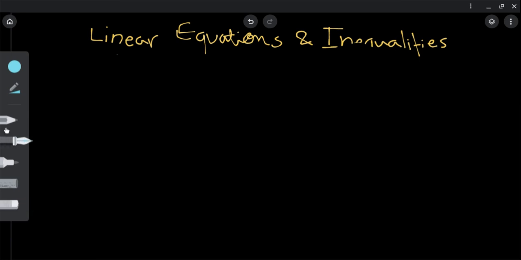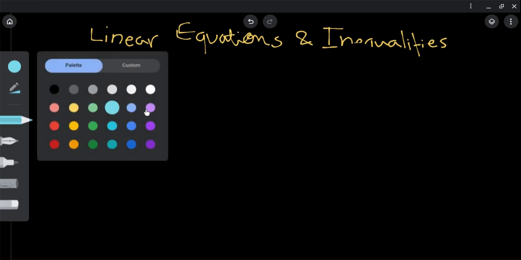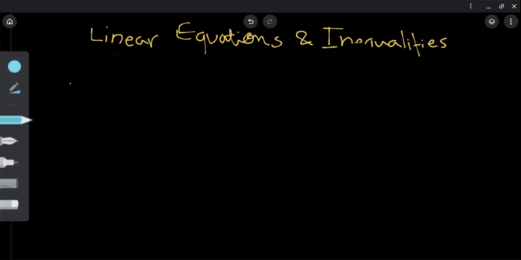Alright, so next problem. This problem is, wait, okay, I used this color. Problem number 2. We have 2 times x.